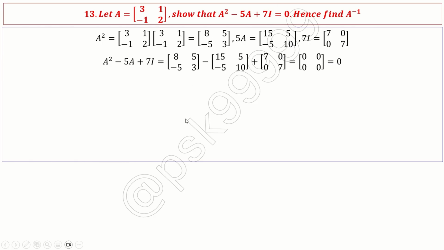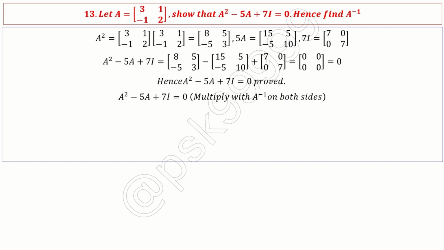Now once you have this equation in hand, you multiply both sides with A inverse. What happens? What you will get is, for the first term A square, A inverse into A square, which means A inverse and A will go off as identity. I into A is A. In this case you will be left with minus 5 A inverse into A, which is I, so minus 5I. In this case 7 into A inverse into I, which is 7 into A inverse. Now this is 0, because if you multiply this side with A inverse you still get 0 only.